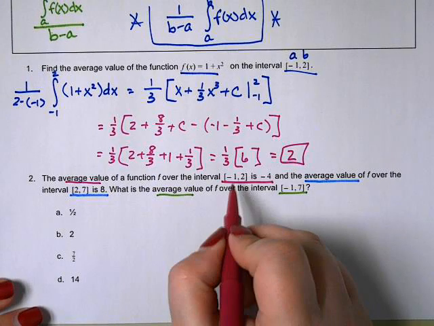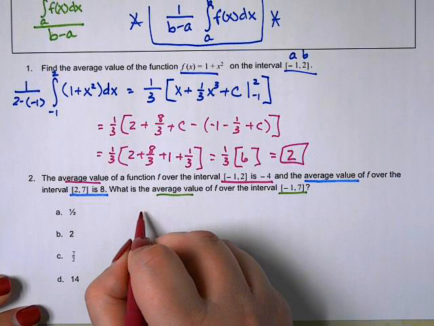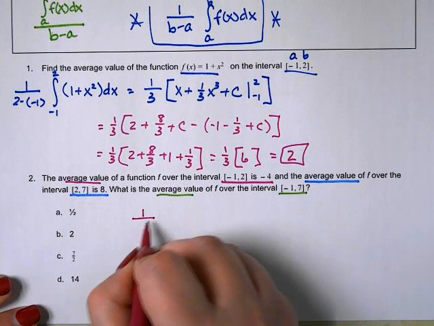So I'm going to start by actually writing this information out. So the average value I know is 1 over b minus a.